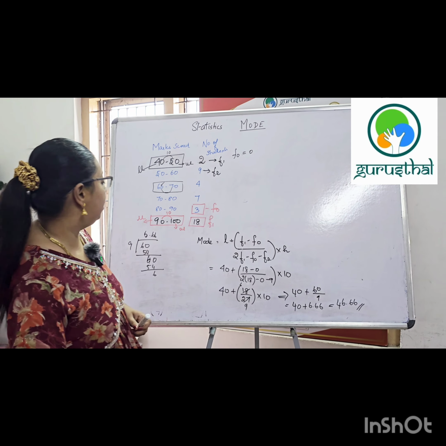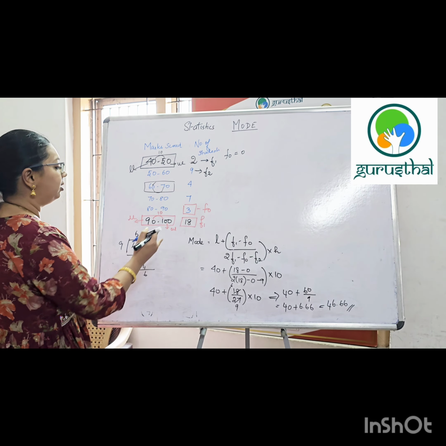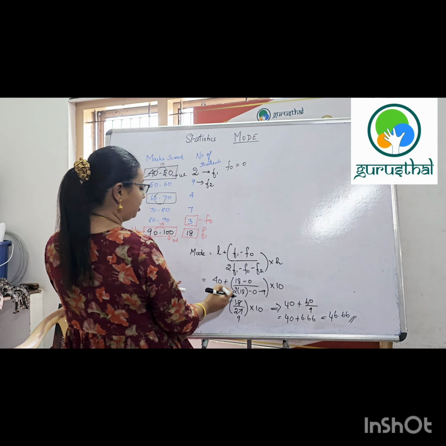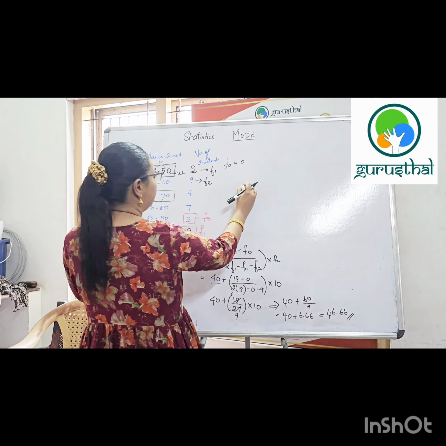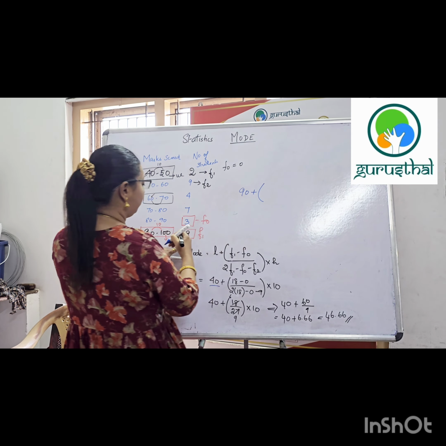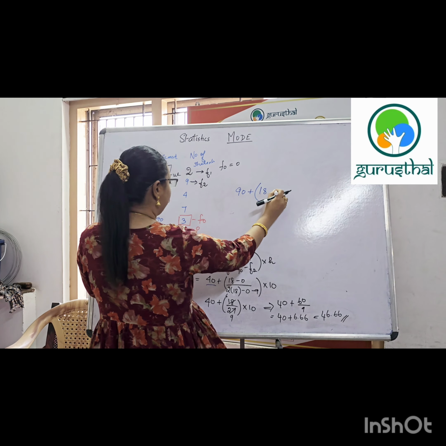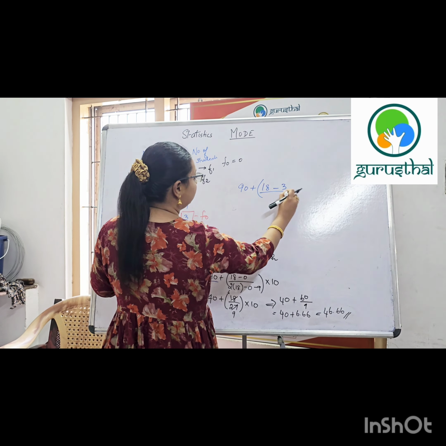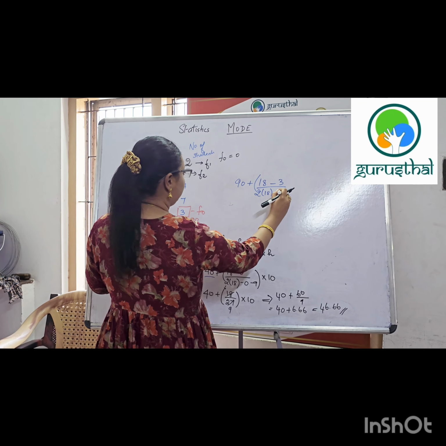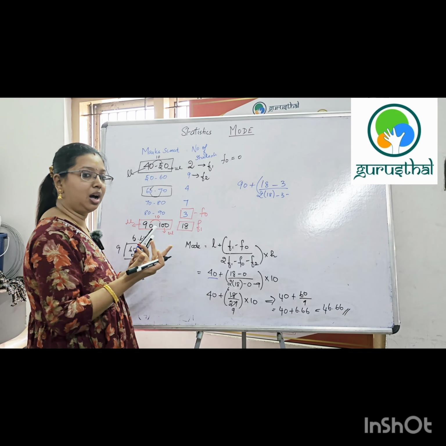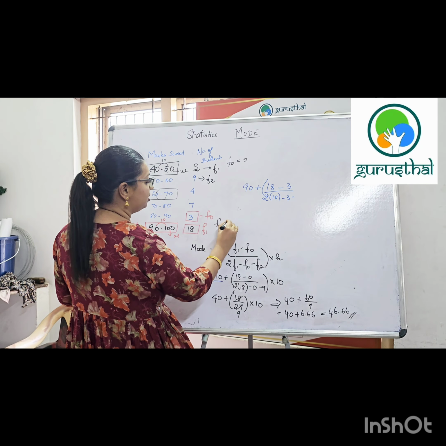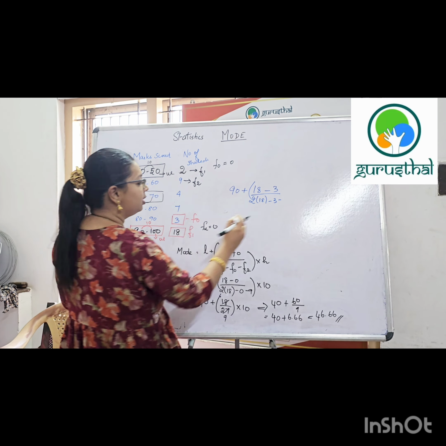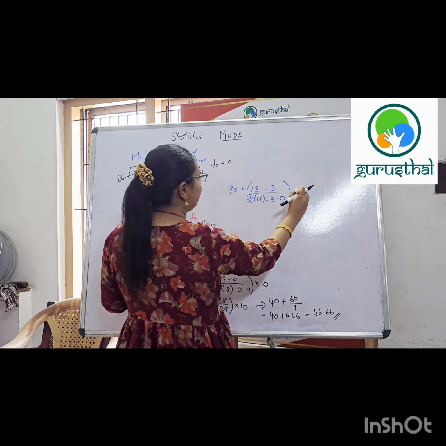So let me implement the formula when the highest frequency is in the last. Again L, which was earlier 40, now becomes 90, plus F1 remains the same, 18, minus F0, which here is 3. In the earlier case it was 0, but here it is 3. Then 2 times 18 minus 3 minus F2. What is my F2 now? Nothing. F2 is 0 here too. When F0 was 0 in the previous case, here F2 is becoming 0, and my height is 10 again.